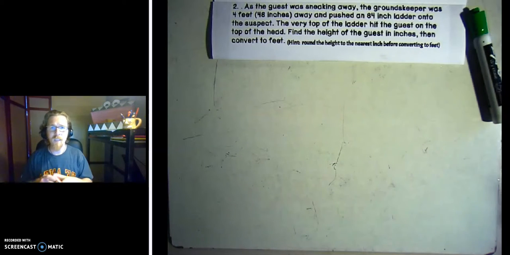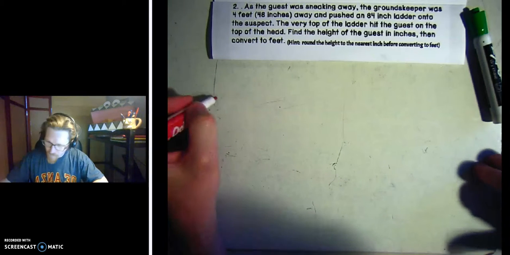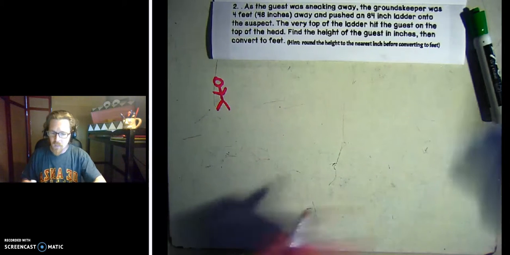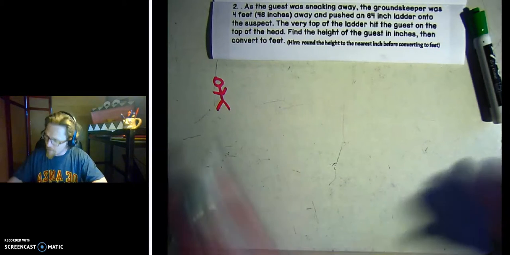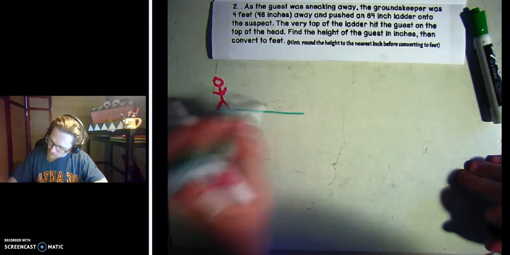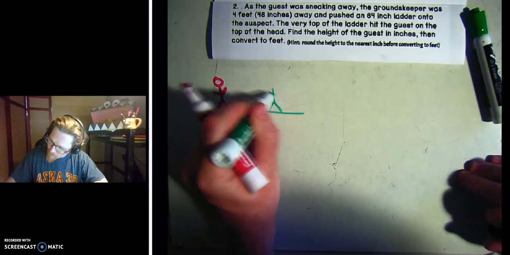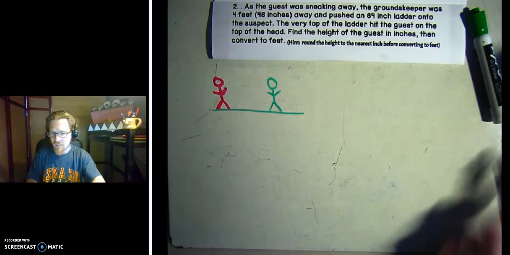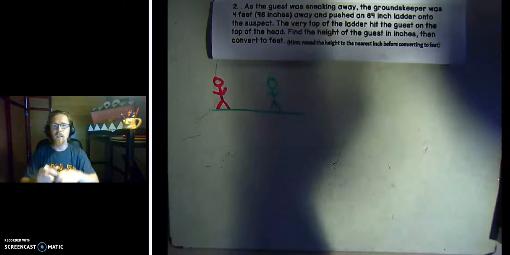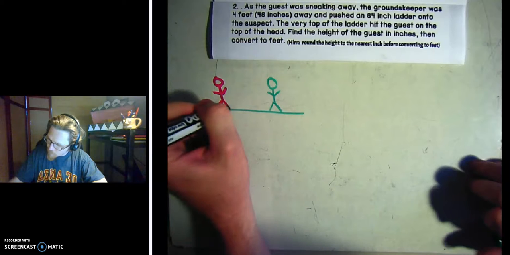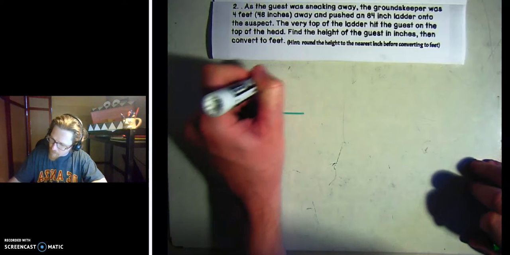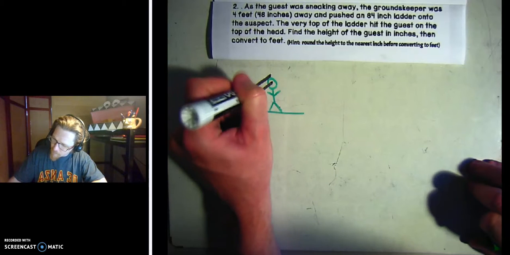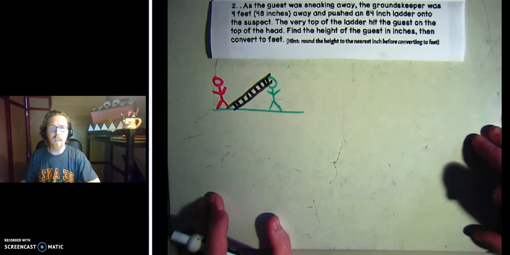But first, let's think about this picture. So let's say that we have a groundskeeper. So here is our groundskeeper. And let's say that there is some guest, this killer at our murder mystery party, is sneaking away. So here's that person. This groundskeeper sees this guest sneaking away and pushes a ladder onto this guest. So if you think about it, a ladder is going to hit the guest right on the head. And so a ladder would kind of look like this. So here's kind of like what the image is.